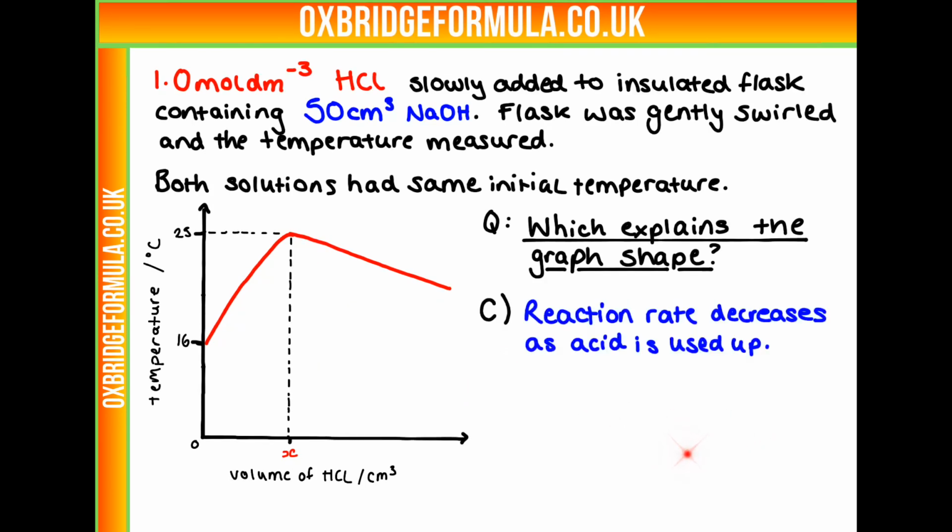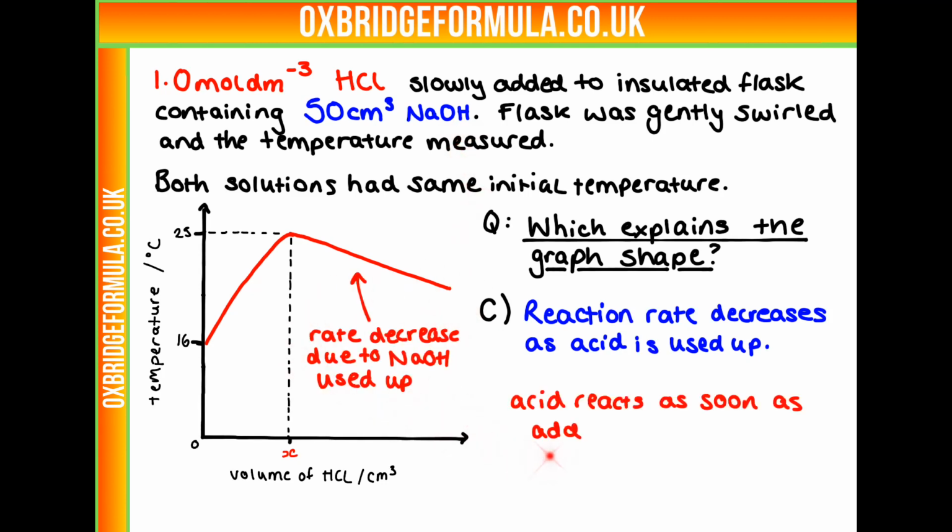Our third statement is that the reaction rate decreases as the acid is used up. Now, could this be the case? Well, as we see, we are continually adding more and more acid. So it's not really going to be the acid that is being used up, but we only have a fixed amount of our sodium hydroxide. So that is the NaOH being used up, not the acid. So the acid reacts as soon as you add it, and that is going to use up all of the sodium hydroxide, not the acid itself. So this is also incorrect.